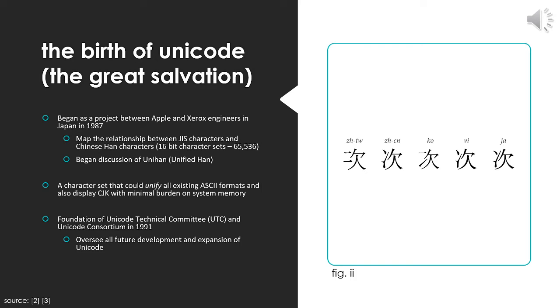And so rather than encoding each stylistic variant as an individual character, a debate arose to unify all the variants into one character for the sake of data efficiency. And this proposition was known as Unified Han, or UniHan. The case for UniHan naturally coincided with attempts in America and in the West to standardize existing ASCII formats, and so the idea to create a multilingual character encoding standard was born. This led to the establishment of the Unicode Technical Committee and the Unicode Consortium in 1991 to oversee all future development and extensions to Unicode.